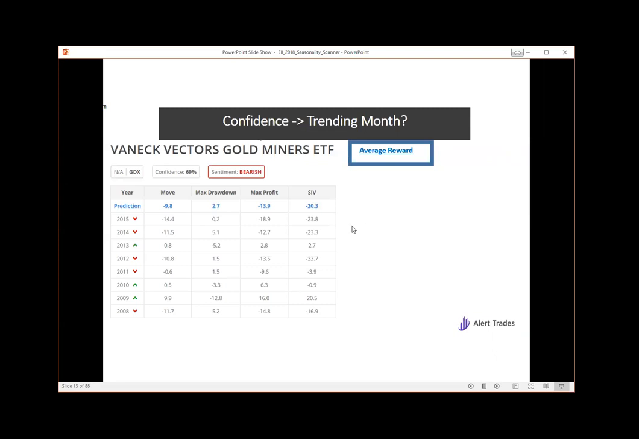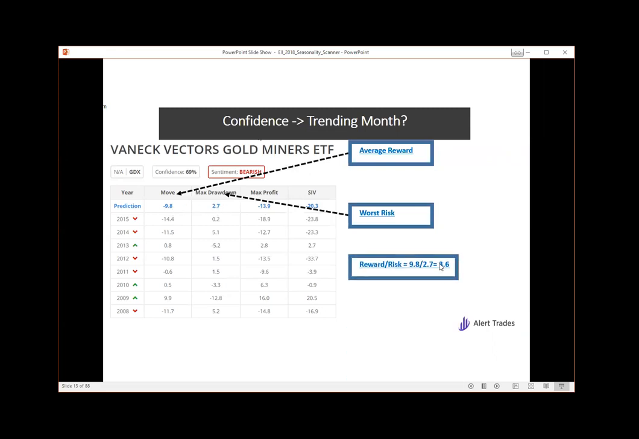Okay? So let me tell you what I do. I take this movement here in the prediction, so you look at that negative 9.8. And I take the max drawdown here, which is 2.7. So I take 9.8 divided by 2.7, that gives me 3.6. That tells me my potential reward risk is going to be 3.6. That means I'm going to risk $1 to make at least $3.60 on this particular opportunity for every dollar I invested. Is everyone okay with this? Yes?